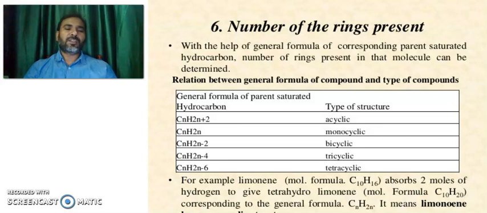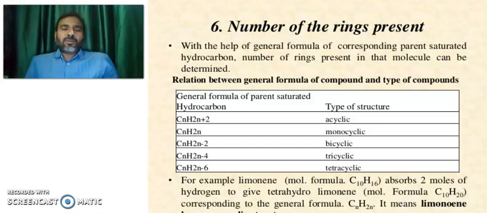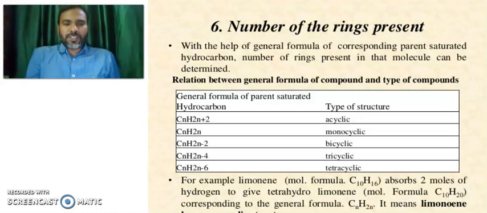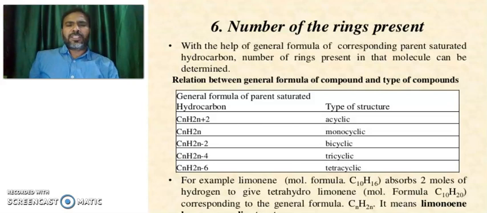For example, limonene, molecular formula C10H16, absorbs 2 moles of hydrogen to give tetrahydrolimonene, molecular formula C10H20. Corresponding to the general formula CnH2n, it means limonene has a monocyclic structure.